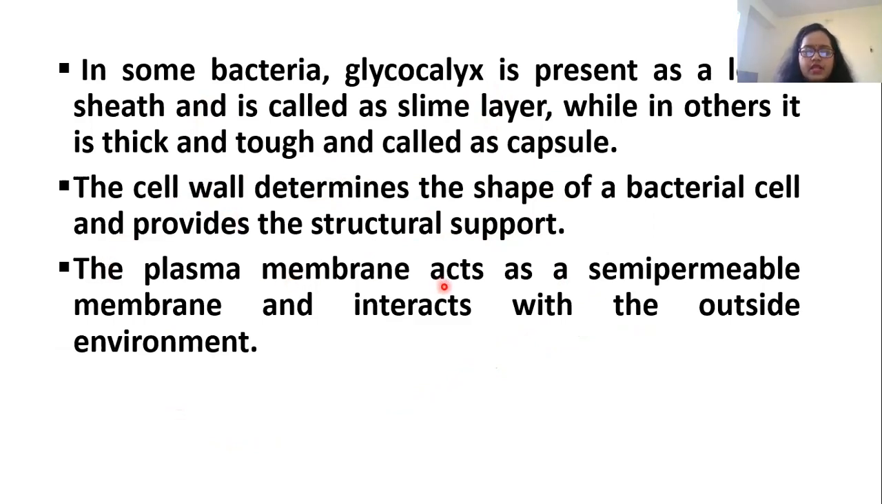The plasma membrane acts as a semi-permeable membrane and interacts with the outside environment. So what do we mean by semi-permeable membrane? It means it is selectively permeable to a few molecules while it is not permeable to other molecules. So the plasma membrane is semi-permeable in nature in prokaryotic cells, and also in eukaryotic cells.